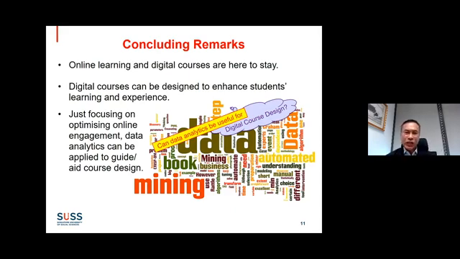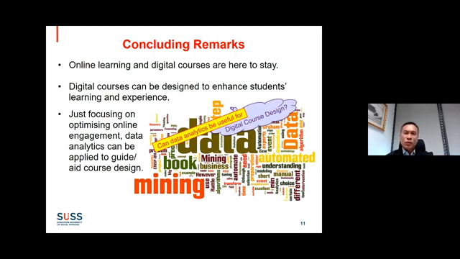There's still a limitation that my presentation focuses mainly around online engagement and using data analytics to guide us and to help us in course design. But when we design courses, there can be other factors that we should consider, such as the content of the material we're trying to teach the students. So we have to put all these things together so that at the end of the day, we hope that online learning, digital courses can be very useful to our learners.